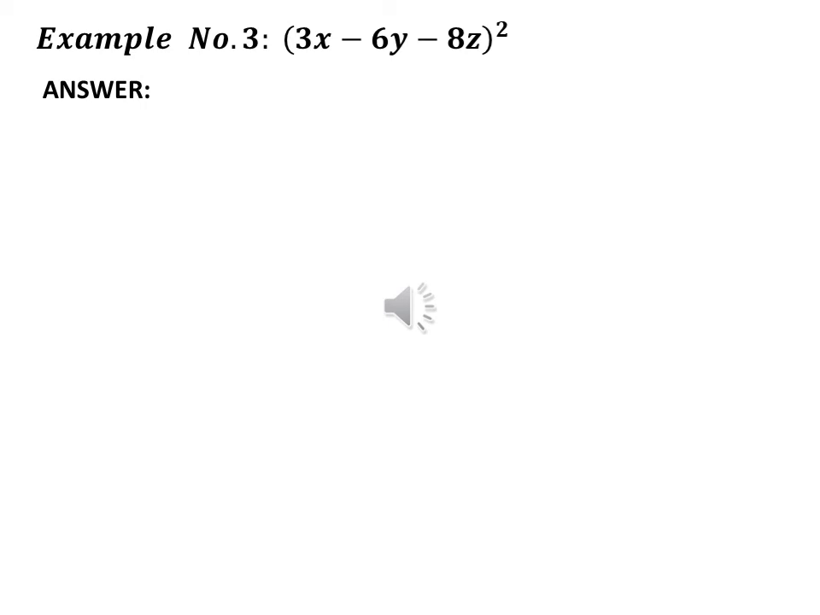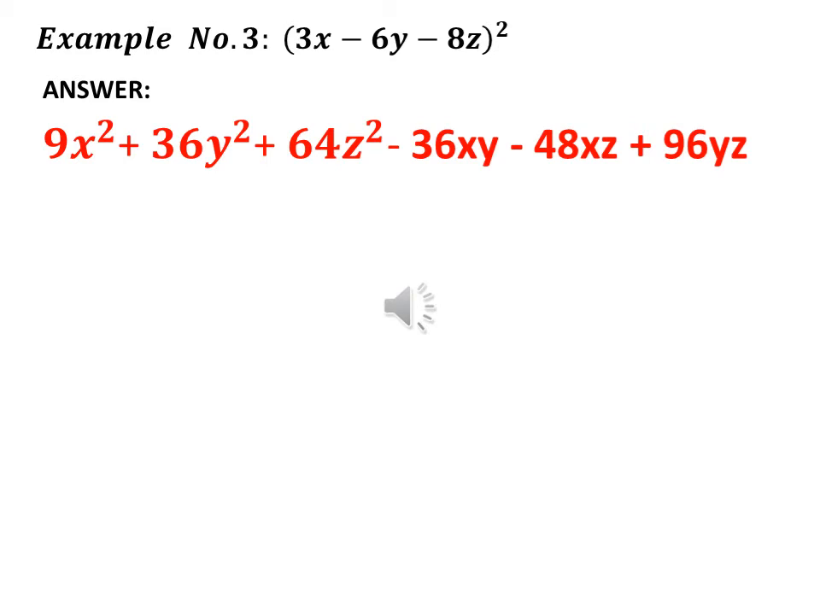The square of 3x minus 6y minus 8z is equal to 9x squared plus 36y squared plus 64z squared minus 36xy minus 48xz plus 96yz. Again, our final answer is 9x squared plus 36y squared plus 64z squared minus 36xy minus 48xz plus 96yz.